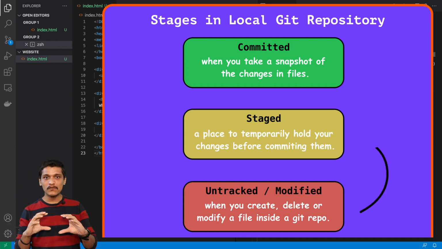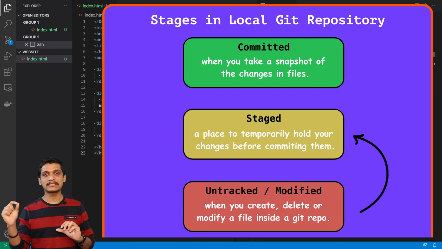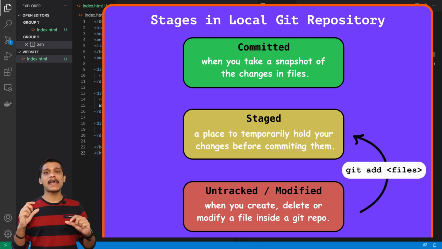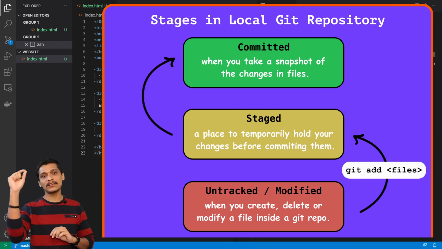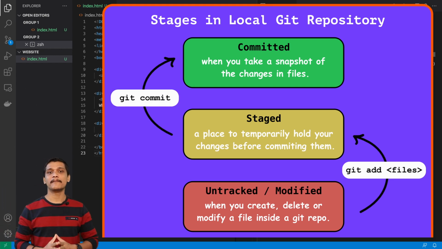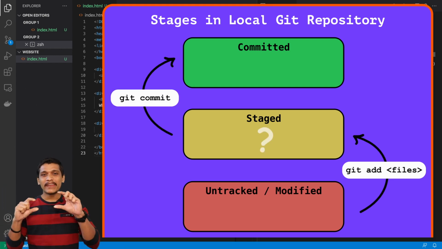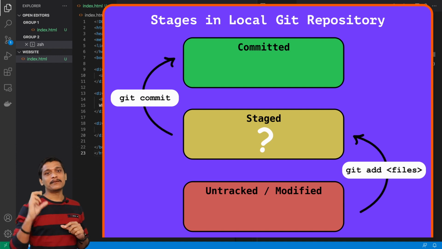So first we need to move the files in the untracked phase to the staging phase using the git add command, and then move the files from the staging phase to the commit phase using the git commit command. And now you might ask, why do we really need this staging phase? Why can't we just directly commit the changes, right?